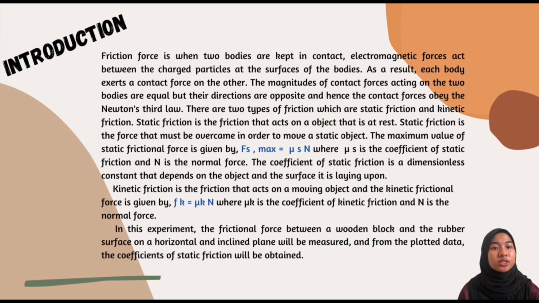Kinetic friction is the friction that acts on a moving object, and the kinetic frictional force is given by Fk equal to mu k n, where mu k is the coefficient of kinetic friction and n is the normal force. In this experiment, the frictional force between a wooden block and the rubber surface on a horizontal and inclined plane will be measured, and from the plotted data, the coefficient of static friction will be obtained.